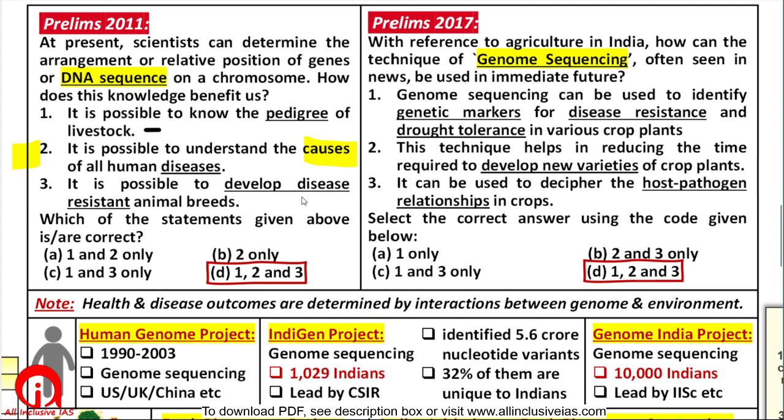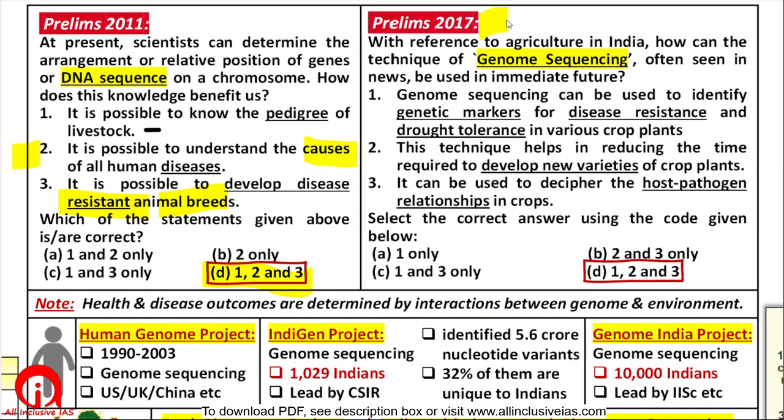Third is, it is possible to develop disease resistant animal breed. That is what I just explained to you now. By taking the example of the CCR5 gene, we developed humans which were resistant to HIV. So all the three sentences are correct.